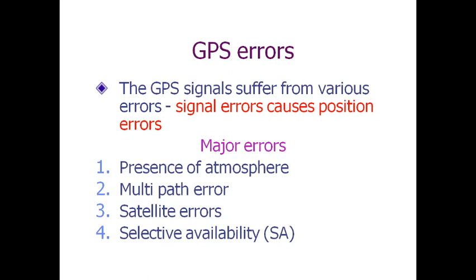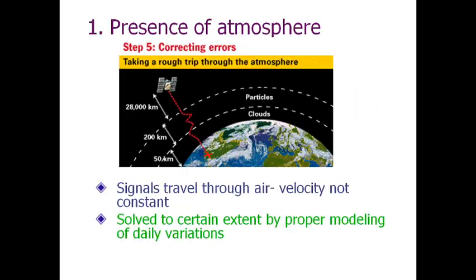So GPS signals will suffer from various errors. The signal which is sent from the satellite and it is detected in the receiver, in between the signal will have so many errors. So what are the causes of errors? As we have listed on the screen, you have the presence of atmosphere. You assume that your electromagnetic wave is traveling through vacuum, but it is not vacuum, it is actually atmosphere. So your velocity measurements may not be correct, velocity assumptions may not be correct. There is something called the multipath error. We will come to that. There are satellite errors expected, and there is the fourth error, which is selective availability. Let us see each of the errors in somewhat detail.